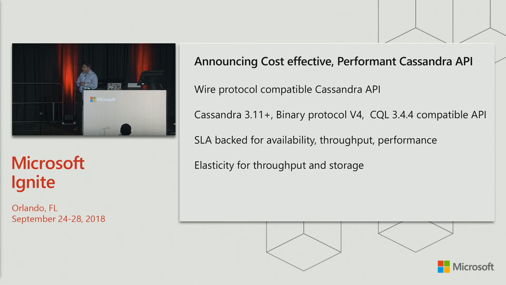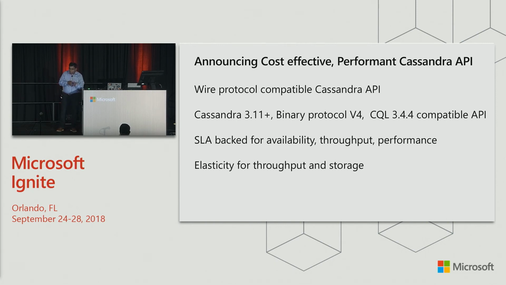What we are announcing is a cost-effective, performant Cassandra API. What does that mean? That simply means that we allow you today to bring your application as it is, which are written with CQL drivers. So whether you use Java, Go, C#, and so on, as long as they use a CQL compliant driver, you can make that program work against the Cassandra API of Cosmos DB. So this is the whole premise of what we have announced.